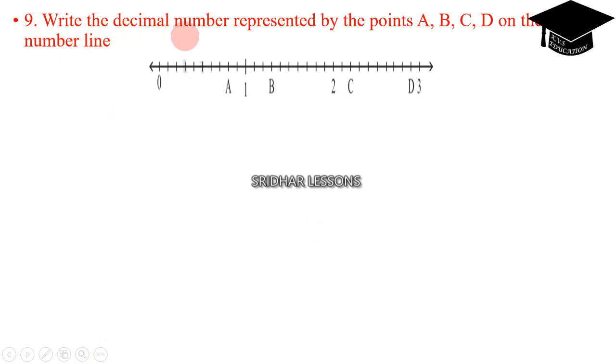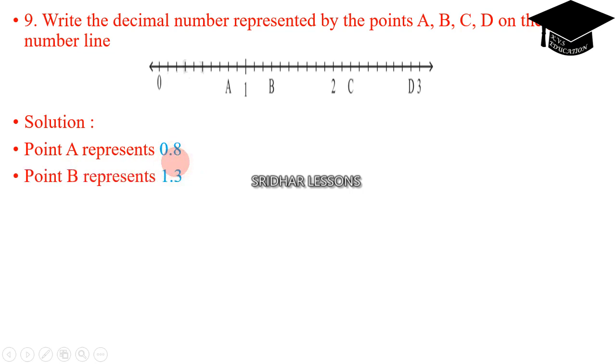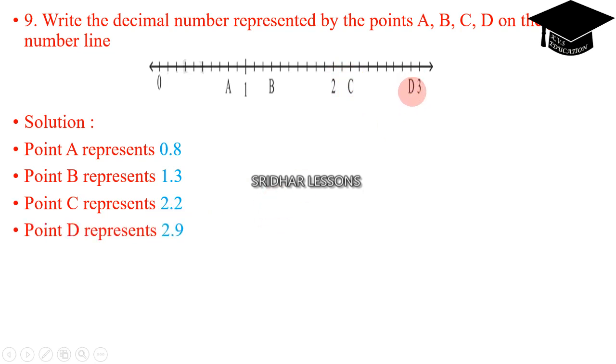Question number 9. Write the decimal number represented by the points A, B, C, D on the given number line. Okay. If you count from this, it is 0, 0.1, 0.2, 0.3, 0.4, 0.5, 0.6, 0.7 and 0.8. So point A represents 0.8. And similarly, after 1, 1.1, 1.2, 1.3. So B represents 1.3. See carefully. C represents 2, 2.1, 2.2. Okay. And D represents just before 3. So it is 2.9. I am not counting; just before 3 means 2.9.